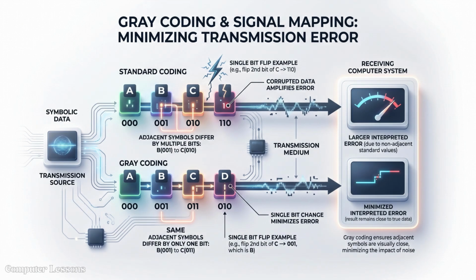Signal mapping techniques like gray coding ensure that a single bit flip during transmission causes the smallest possible error. In this system, adjacent symbols only differ by 1 bit in their binary representation in the hardware. This minimizes the impact of noise on the final result interpreted by the receiving computer system.